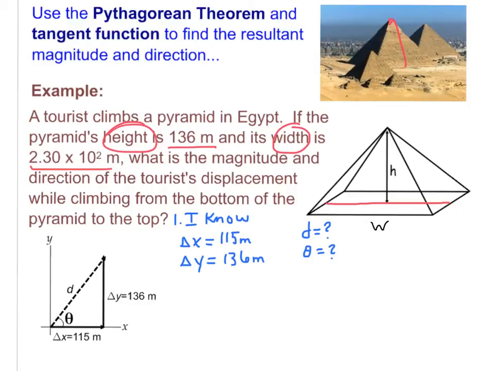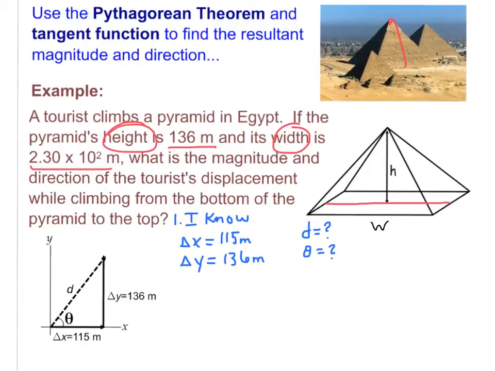So those are the things I know. Just wrote those for us again right here. The things I don't know: the displacement and the magnitude of the displacement, and I also don't know theta. I don't know that angle. So those are my unknowns.